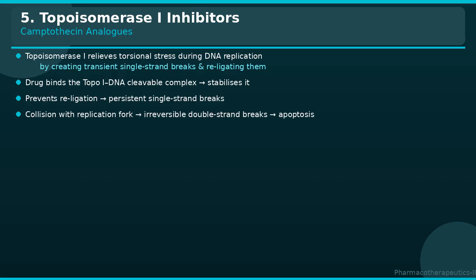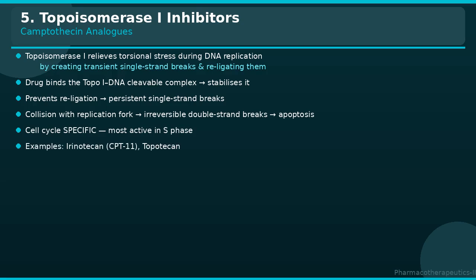Camptothecin analogues such as irinotecan and topotecan work by binding to and stabilizing the complex formed between topoisomerase 1 and DNA, known as the cleavable complex. By preventing religation, these drugs cause persistent single-strand breaks.